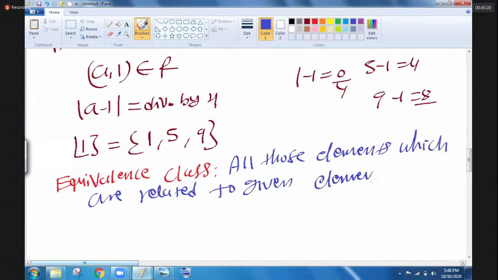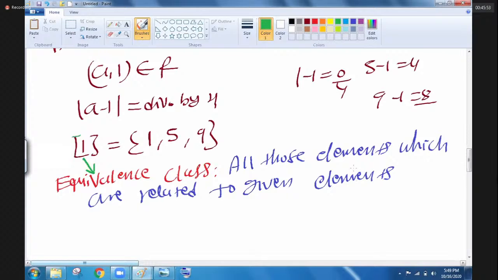Here the given element is 1. So whatever elements are related to 1, if you write them together and make them a set, that set will be known as the equivalence class. So please write it here. This is the equivalence class. This square bracket 1 itself is the equivalence class, because this set has all those elements which are related to the given element, and the given element is 1. When you write them together, that is known as equivalence class.